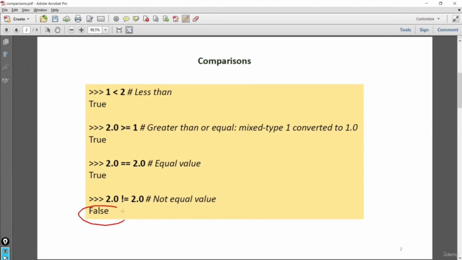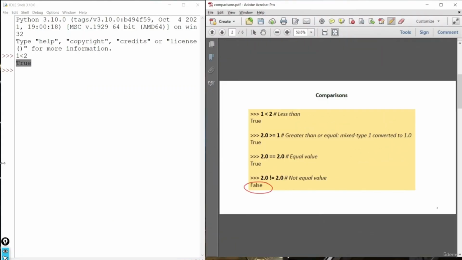This is false. So let's make practice. 2.0 not equal to 2.0. So this is false. If I type, for instance, 2 not equal to 3, so this 2 not equal to 4, this is true.